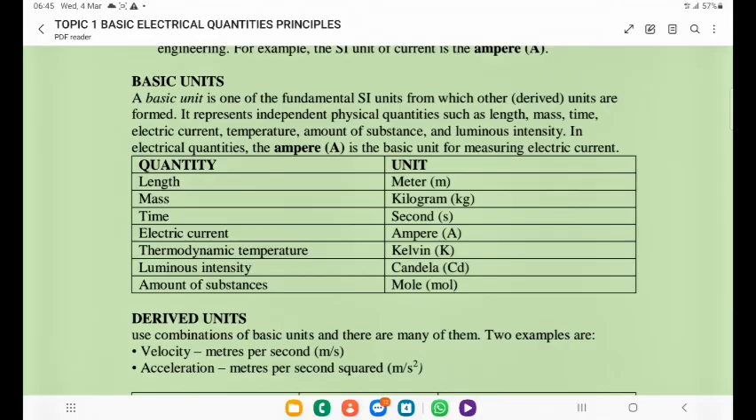From that table, you can identify that we have quantities and we have units, whereby length is measured in meters, mass in kilograms, time in seconds, electric current in amperes. We have thermodynamic temperature in Kelvin, luminous intensity in candela, then amount of substance in mole. So those are basic units. They are standalone units. They cannot be further converted. They exist on their own.